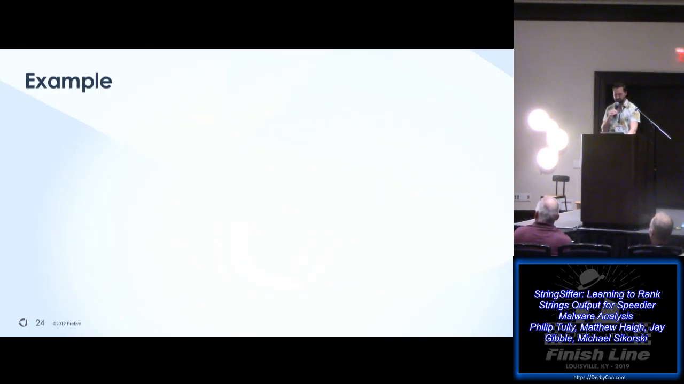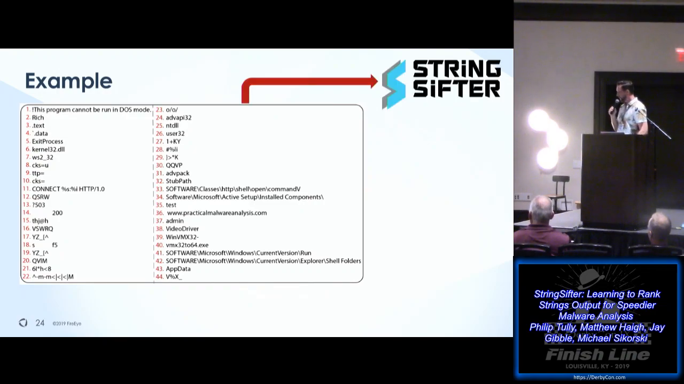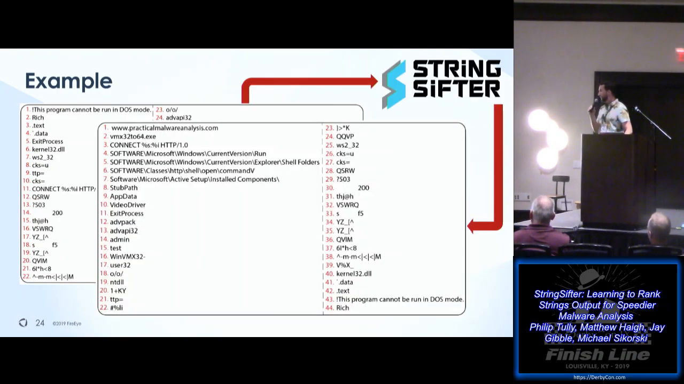So let's put these things together. We have labels, we have features that we take from input strings, and we have an algorithm to perform our ranking for us. So let's try to feed this a set of unseen input strings. Here is a very simple example. It's a strings output from a malware binary that produces 44 strings. We feed this through String Sifter, and we get back something that should be more useful.